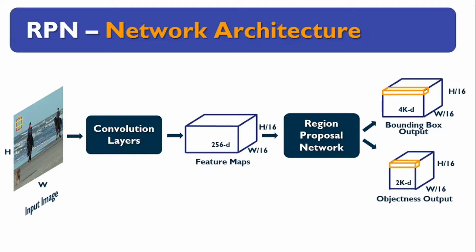For a set of k anchors present here, we have corresponding output vectors in both the output branches. The 4k dimensional vector in the first branch represents 4 parameters of the bounding boxes for each of the k anchors. Similarly, the 2k dimensional vector in the second branch represents the probability of object and no object classes for each of the k anchors. Having interpreted the outputs, let us now go inside the region proposal network.